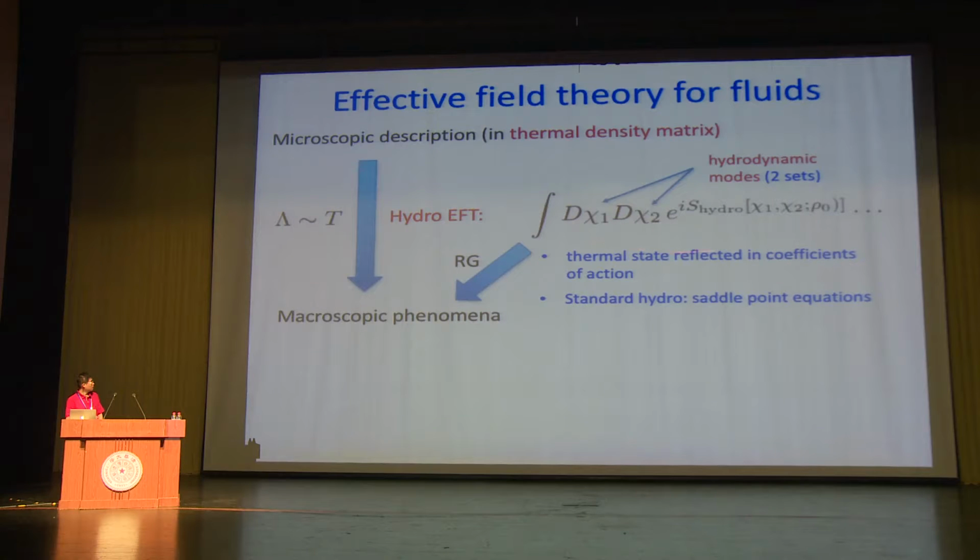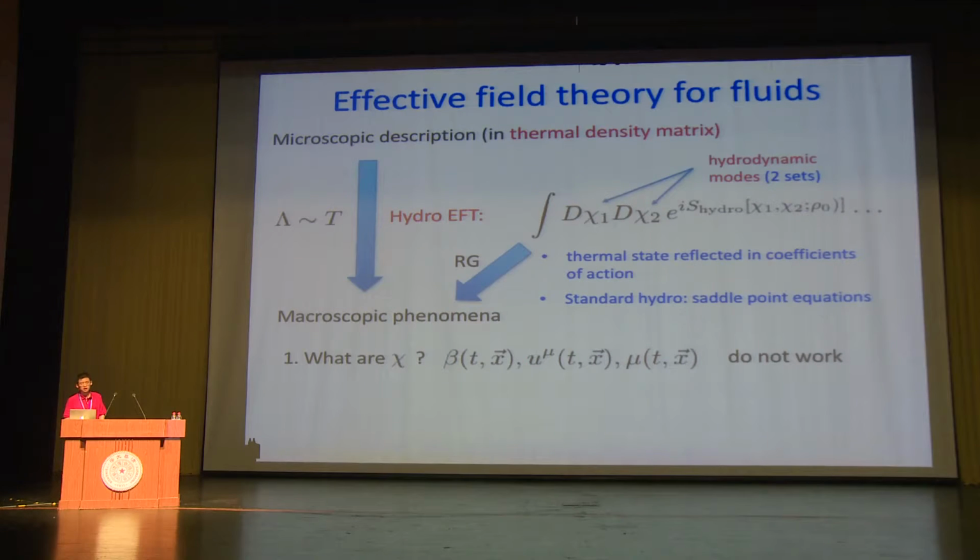And as usual, in your effective field theory, we need to have three ingredients in order to write down such a path integral. So the first is: what are the dynamical variables? It turns out if you want to write down an action principle, the standard hydrodynamic variables like inverse temperature, velocity, and the chemical potential don't actually work.